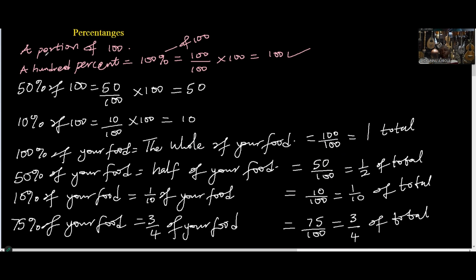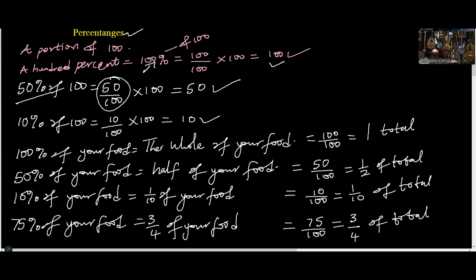You said a portion, percentage means a portion of 100. So 100%, you can say what is 100% of 100? That is the total of 100, which is 100. 50% of 100, that is half. 50% means half. That is half of 100 because 50 over 100 is half. So half of 100 is 50. 10% of 100 is 1/10 of 100, which is 10.